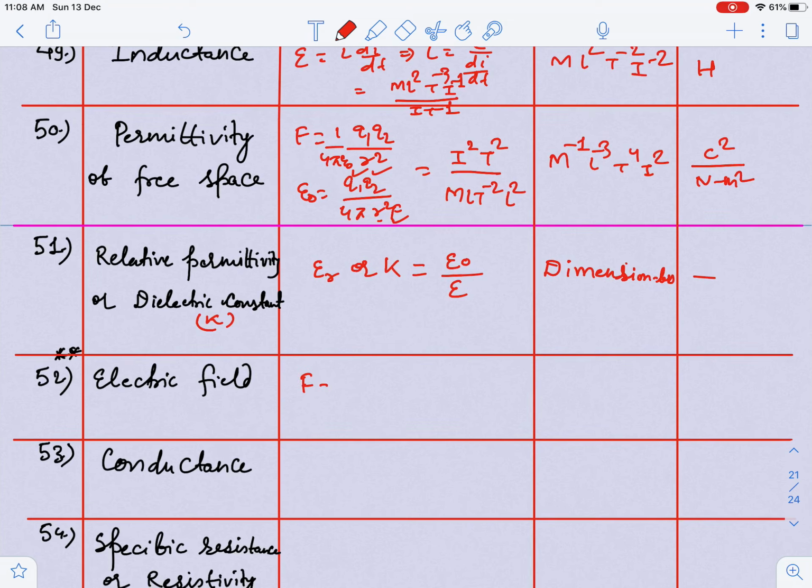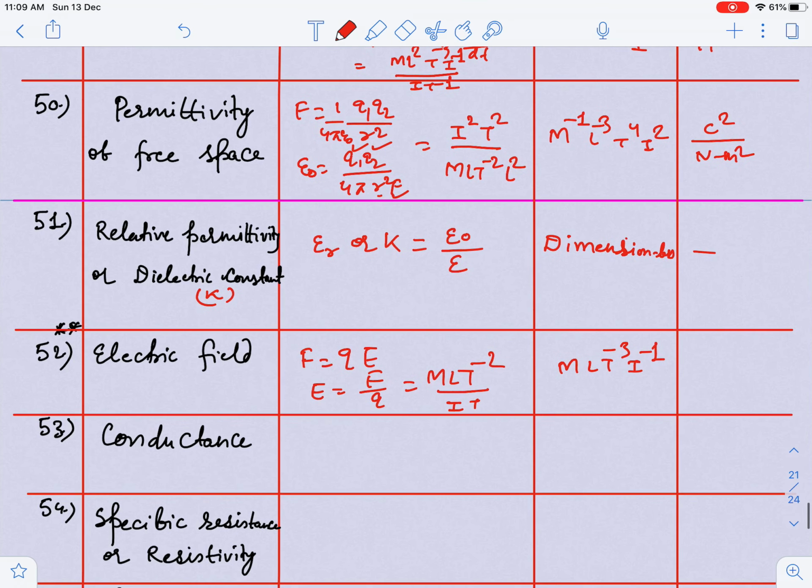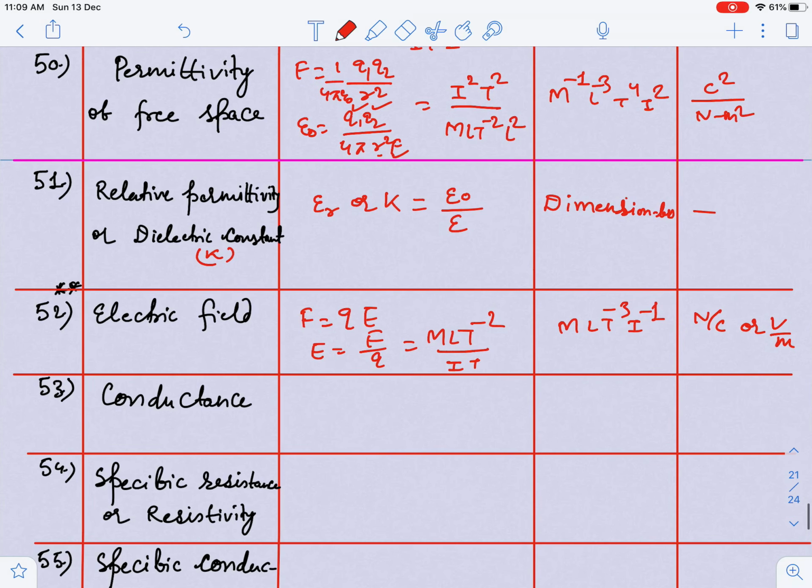Force is equal to Q into E, where E is the electric field, guys. E can be written as F by Q. F is nothing but MLT⁻² upon Q. Q is I into T. So I can write, guys, MLT⁻³I⁻¹. So Newton per Coulomb or volt per meter is the SI unit of electric field.